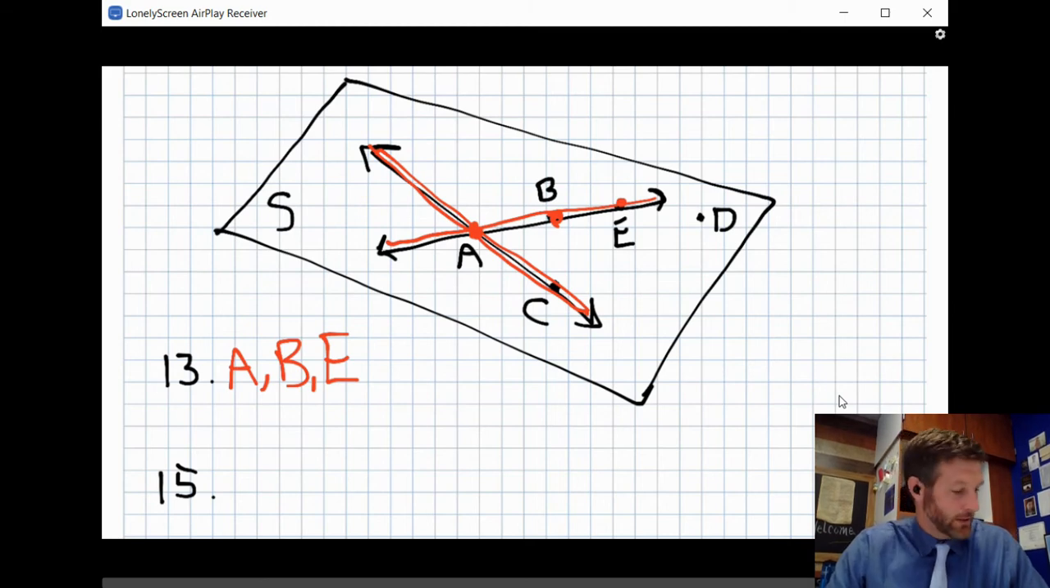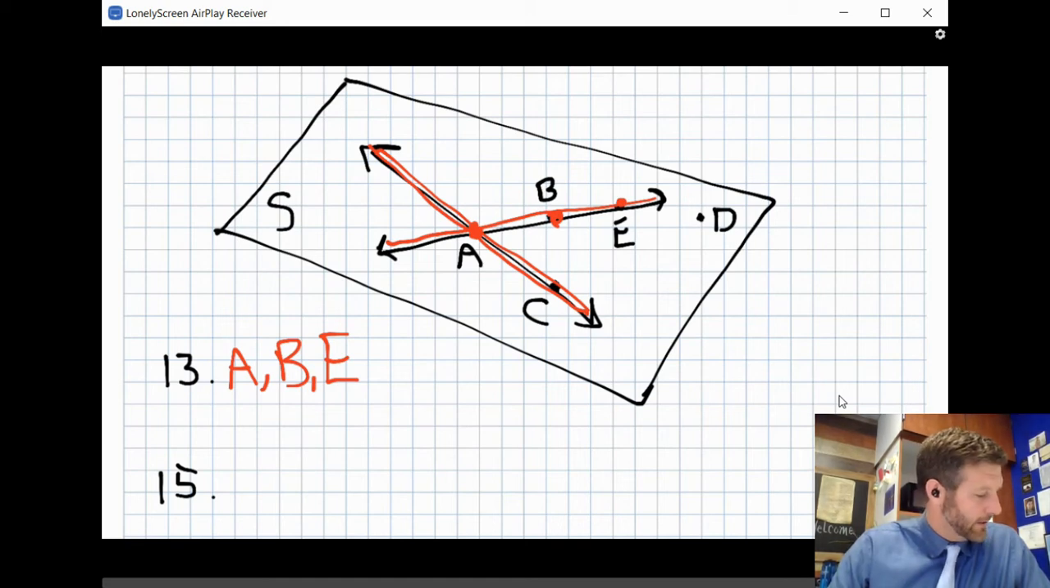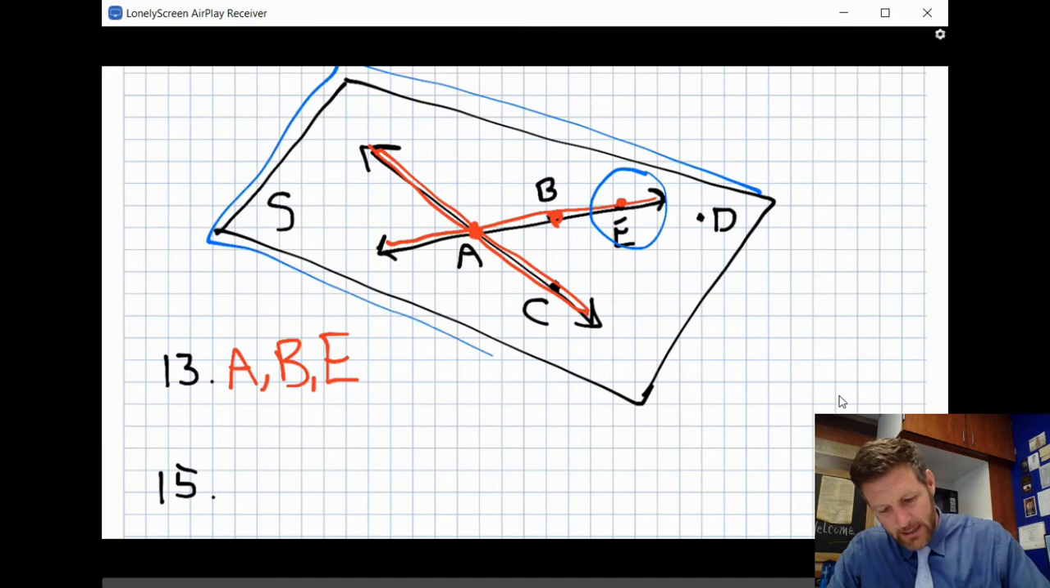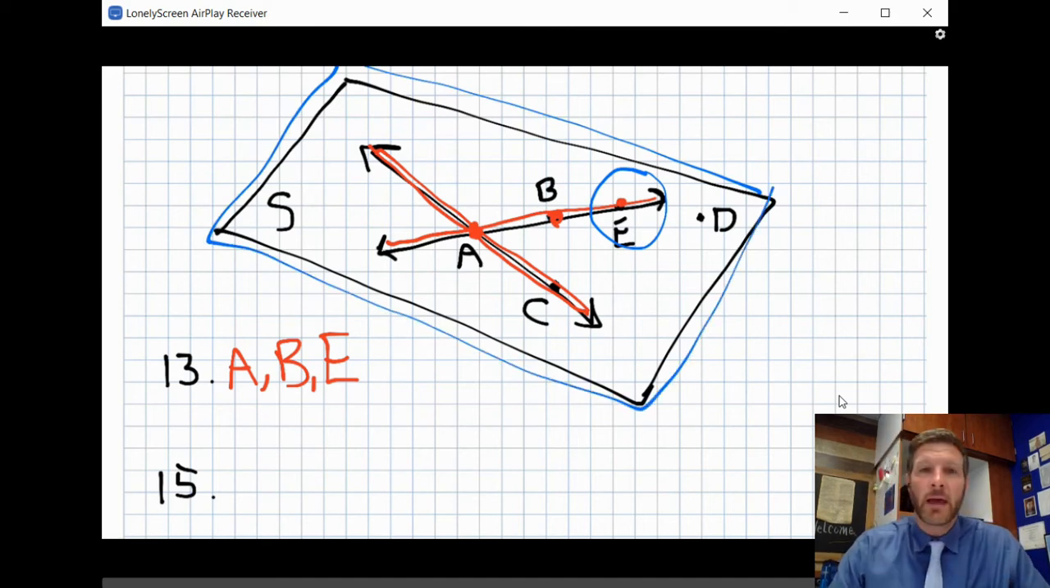Okay, so here we go. That's number 13. There's no other possible 3 points that are on the same line. So we got A, B, and E. Number 15, a plane containing E. So they're talking about here E. How do we name this plane that is containing it? It's on this surface, and so we've got E.